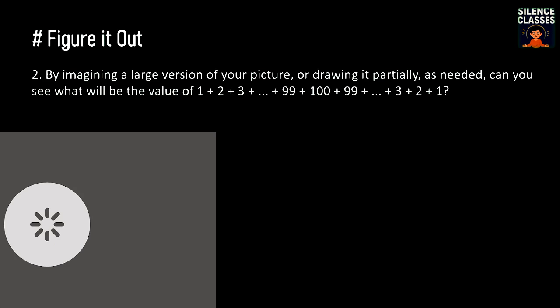By imagining a large version of your picture, or drawing it partially as needed, you can see what will be the value of 1 plus 2 plus 3 up to 99 plus 100, meaning till 100 we are going, and again we are returning back. I've already told you what we will get. We will get 100 square, because we are using the same up and down pattern. So we will get 10,000 as the answer.